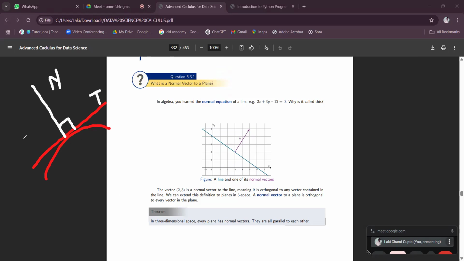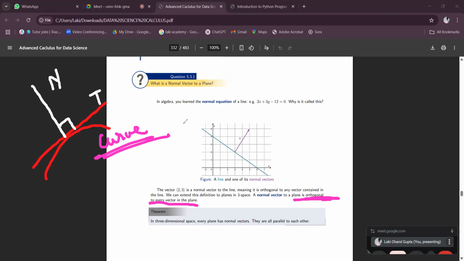And what is this? This is the curve, right? Any vector which is perpendicular, perpendicular means orthogonal to every vector in the plane, is called a normal vector. In this chapter, we will learn how to find the normal vector.